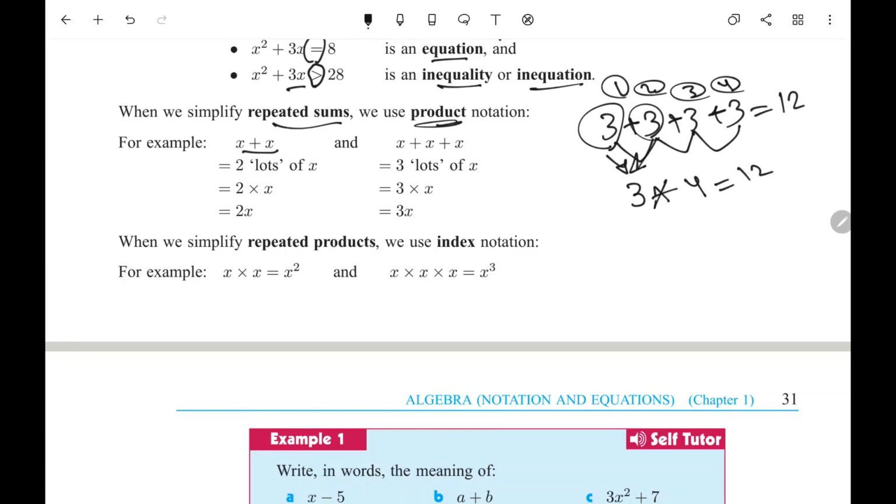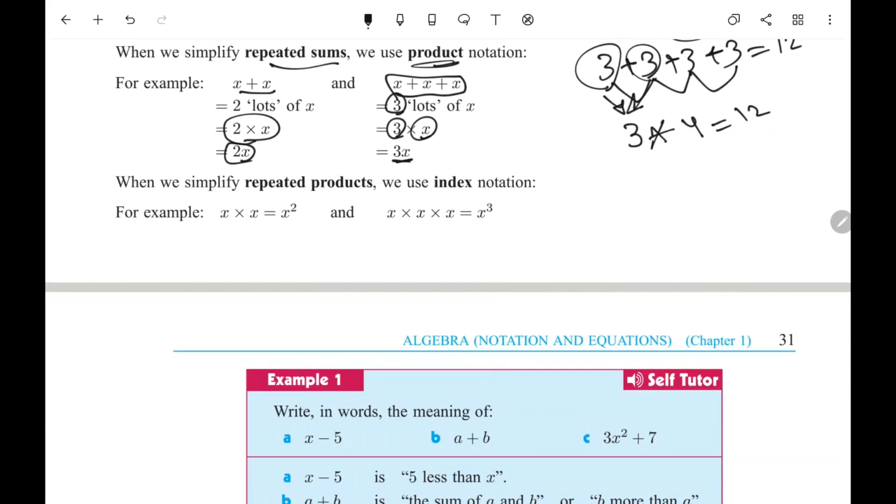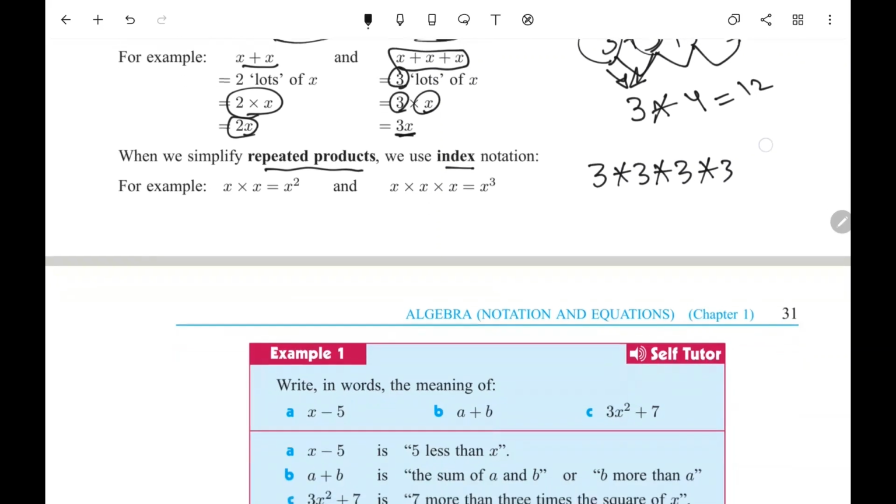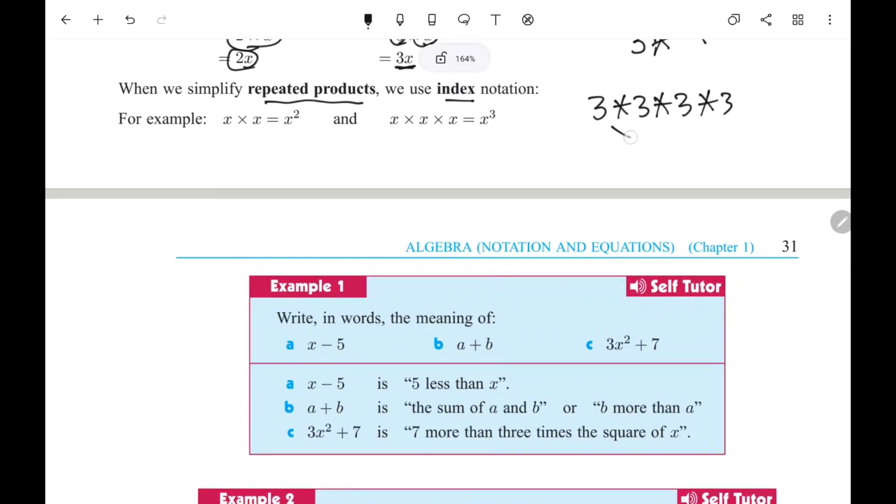If we have x plus x, this equals 2 times x, or 2x. I know that you know these notions from before. If we have x plus x plus x, we have 3 x's, so it equals 3x. But if we have repeated products, or repeated multiplication, we use the index or power. If we have 3 times 3 times 3 times 3, then 3 times 3 equals 9, and 9 times 9 equals 81.